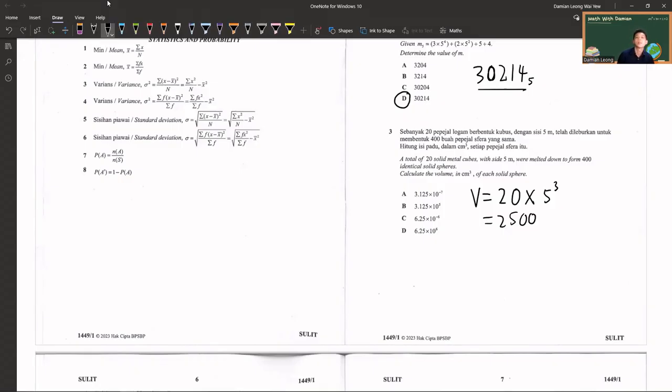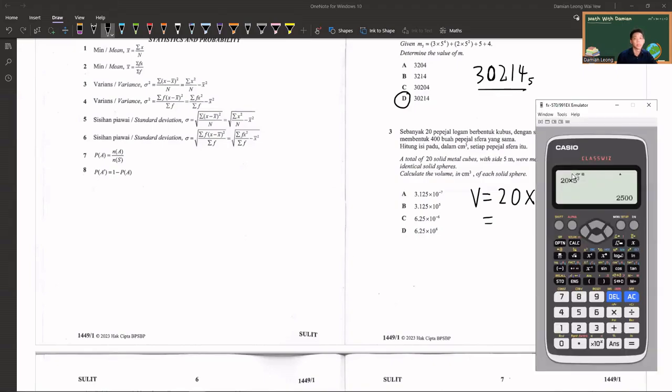Tapi ini meter cube. So volume yang kami mau adalah dalam cm cube. So kami perlu menukarkan 5 meter kepada cm. So darab 100. So it is 20 times 500 cube instead.